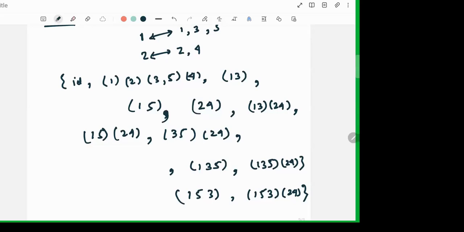1 3, 1... Okay, 6 to... 1, 2, 3, 4, 5, 6. 12. We should have 12 elements. So how many do we have? 1, 2, 3, 4, 5, 6, 7, 8, 9, 10, 11, 12. Yeah, we are correct. That's correct. Good.